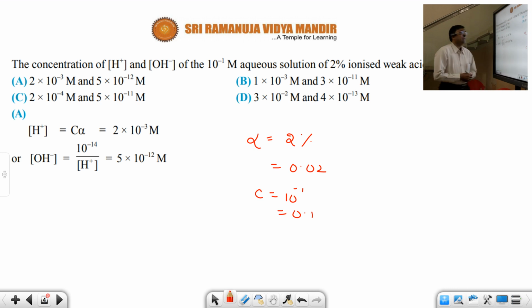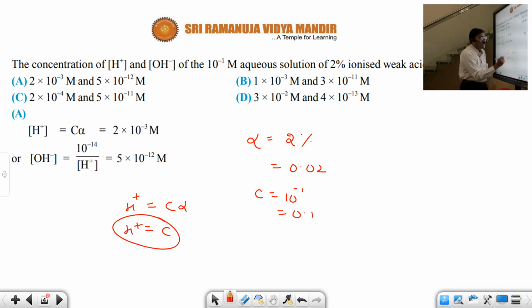Well, you are all aware H plus is equal to C alpha for a weak acid. It's a weak acid. If it is not a weak acid, you do not need to have alpha. You can take directly H plus. For strong acids, it is the H plus ion concentration because it is completely dissociated. And for weak acid, H plus is equal to C alpha. For strong acids, alpha is equal to 1. So H plus is equal to C.